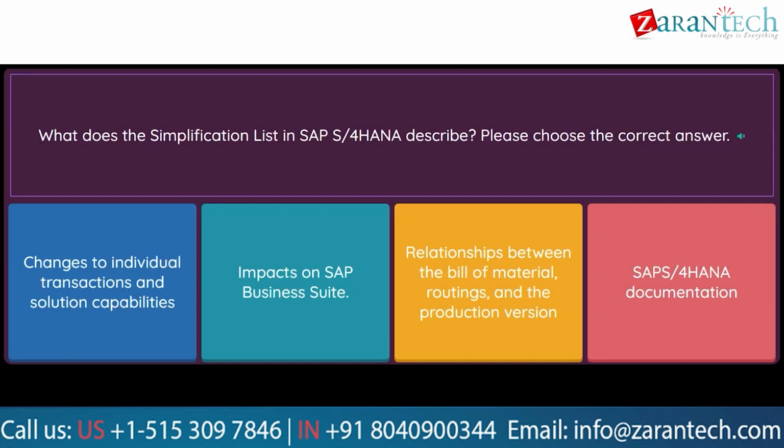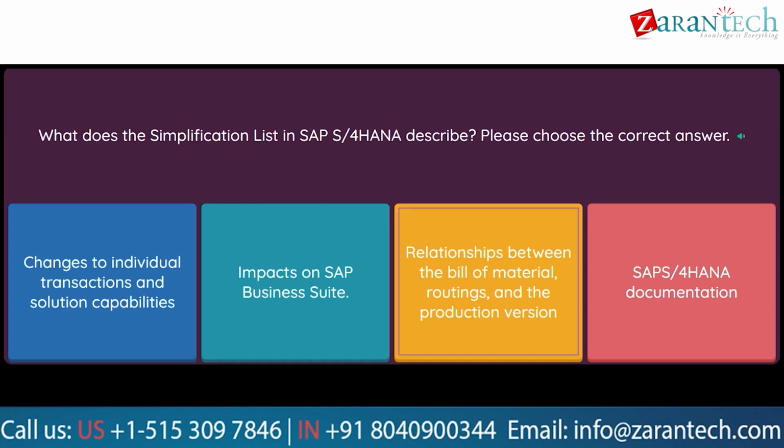Question: What does the simplification list in SAP S/4HANA describe? Please choose the correct answer. Option 1: changes to individual transactions and solution capabilities. Option 2: impacts on SAP Business Suite. Option 3: relationships between the bill of material, routings, and the production version. Option 4: SAP S/4HANA documentation.